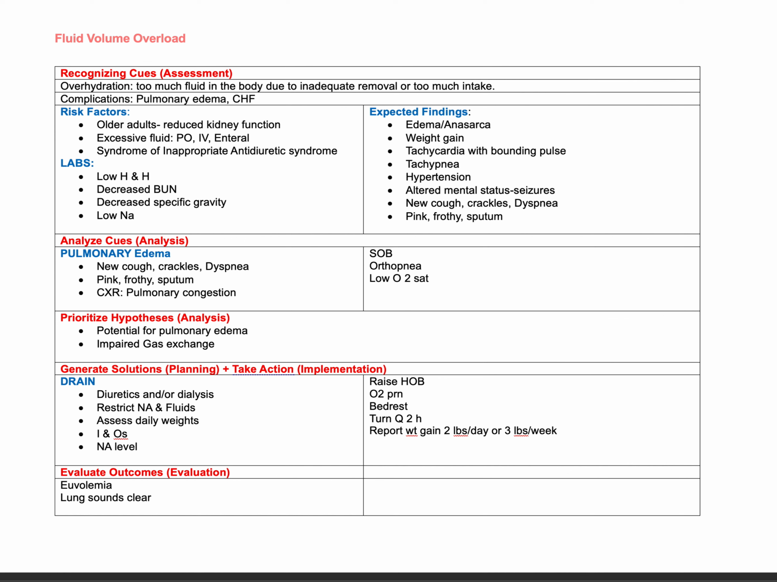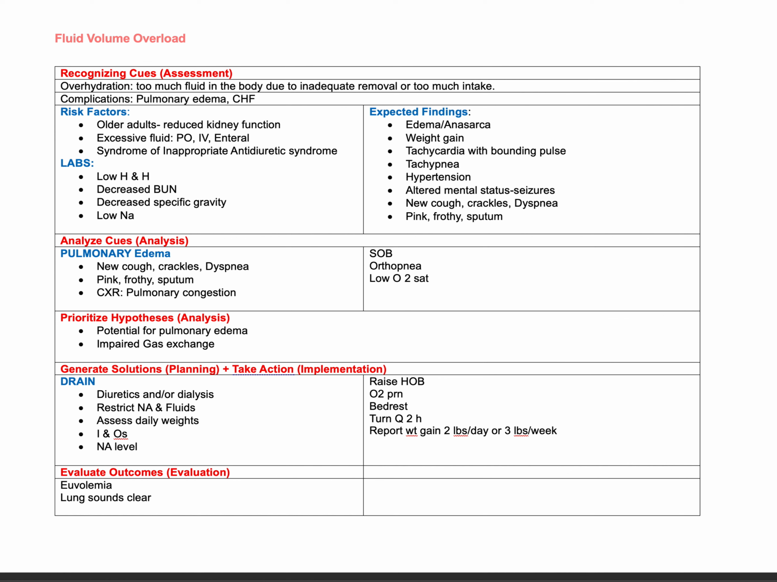I'm going to talk about fluid volume overload, also called fluid volume excess, also called overhydration. It happens due to too much fluid in the body. This could either be due to inadequate removal by the body, like there's too much fluid in there and the body can't get rid of it, probably because of kidney problems, or too much intake, okay?